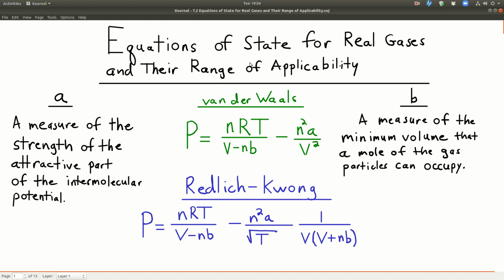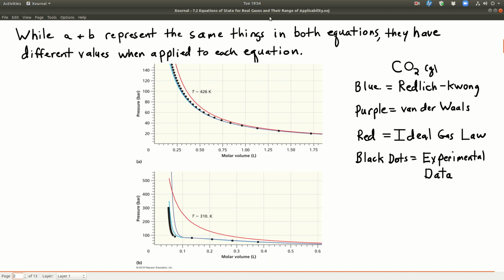The van der Waals, which you've seen before, and the Redlich-Kwong equation down here. Both of these equations have two parameters that depend upon which gas is being dealt with, A and B, and they both mean the same thing in each of these equations. A is a measure of how strong the attractions are between the particles. B is a measure of how much volume they take up. While they do represent the same thing in both equations, they have different numerical values, depending upon which equation.